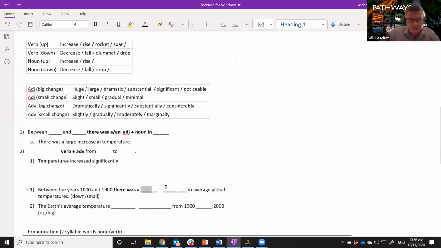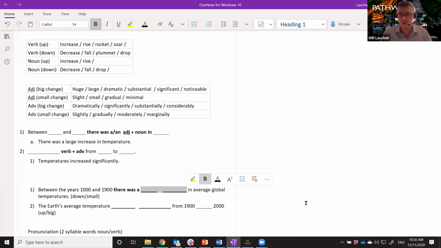So we're going to put "there was a", and we're looking for an adjective and noun. So what should we put in? Adjective and noun, there was a. I think some of you already put it, but I've lost it in the chat box. So can we put it again? There was a minimal. Okay, let's go for that. Minimal.